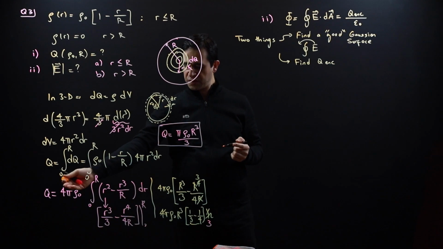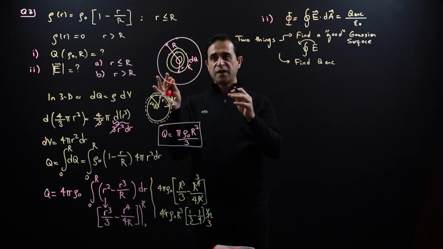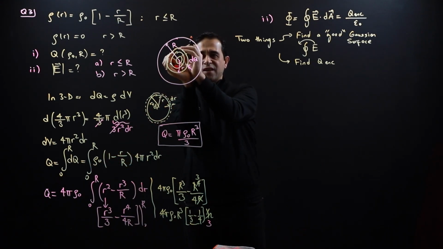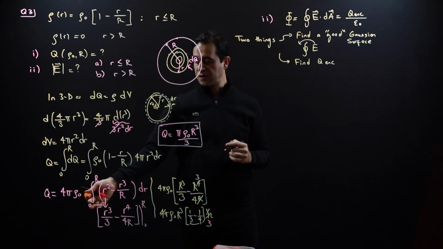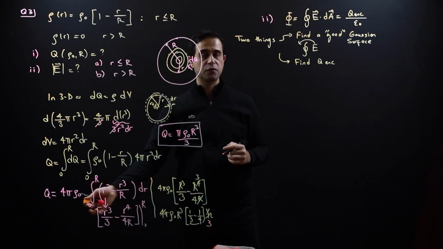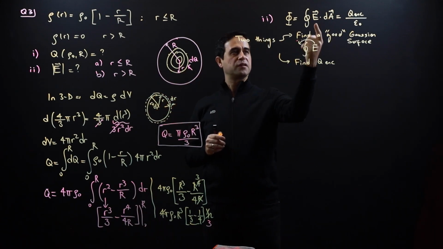And I already know what that is from this equation. The only difference will be that the enclosed charge will be the charge inside this sphere, not the whole sphere. So that's why the range of the integral is not going to be from 0 to capital R. It's going to be 0 to some variable small r. Okay, so let's do it. Let's start with the first one.